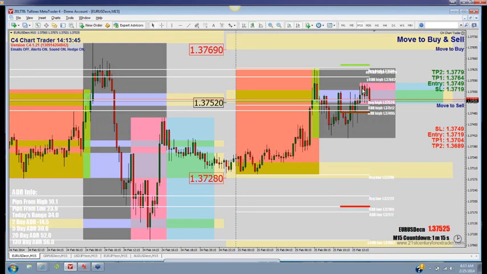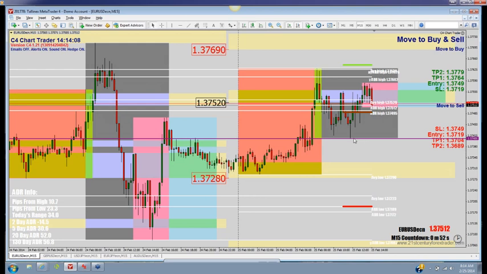We've also got 37.28. This is a big level for us as well. 37.28 is. What else do we have between there? Let's consolidate our channels just a bit. And we've got 37.39. Let's put that on here as well. That's about right here.